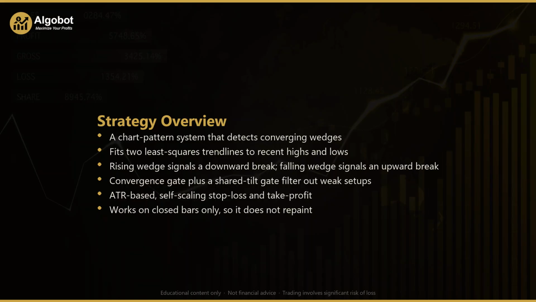Two gates keep the strategy honest. The convergence gate confirms the channel is truly pinching together, not broadening out. The tilt gate confirms both lines share a direction and that the boundary has traveled a meaningful, volatility-scaled distance. On top of that, every decision is made on closed bars, so the signals do not repaint. This is a framework for understanding pattern-based automation, and, as always, it is educational information only and not financial advice.